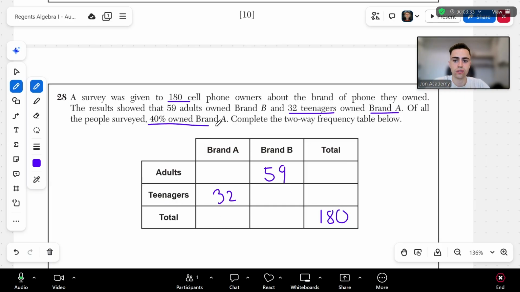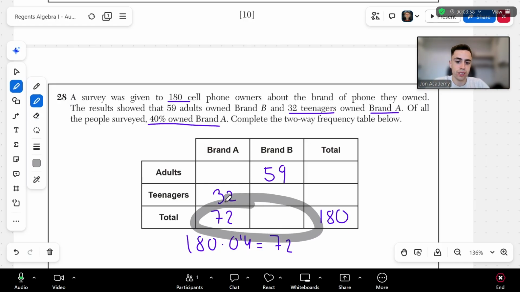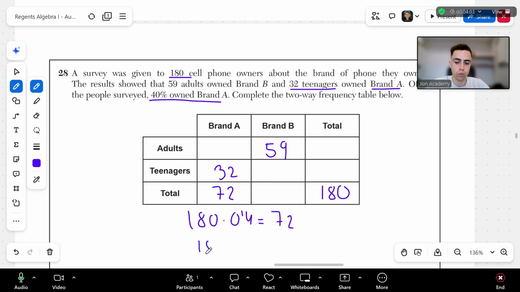And they also tell us 40% of the people surveyed, so from the 180, own brand A. So we need to do 180 times 0.4. We can do it on the calculator fast, and that's going to be 72. So 72 is here. And then what do we know? Both brand A and brand B add up to 180, so here we should be doing 180 minus 72, which is 108. 108 is the full brand B.